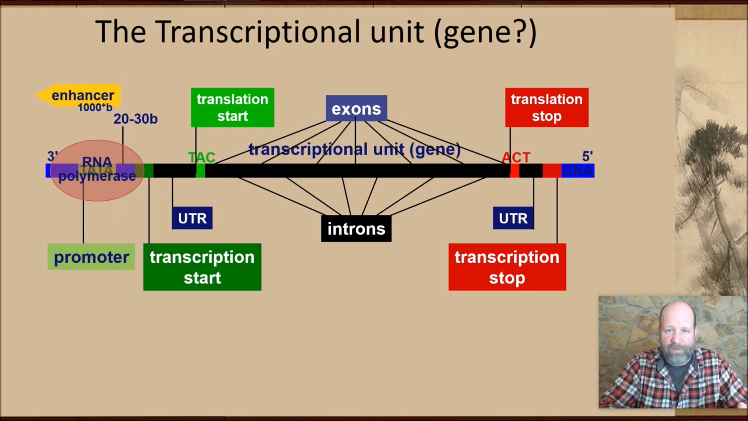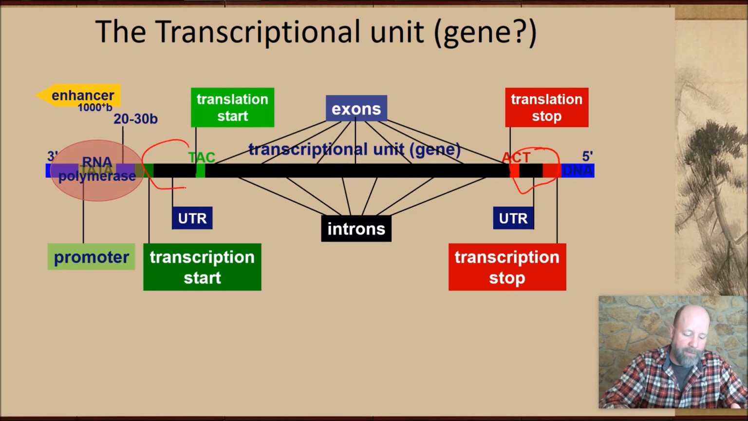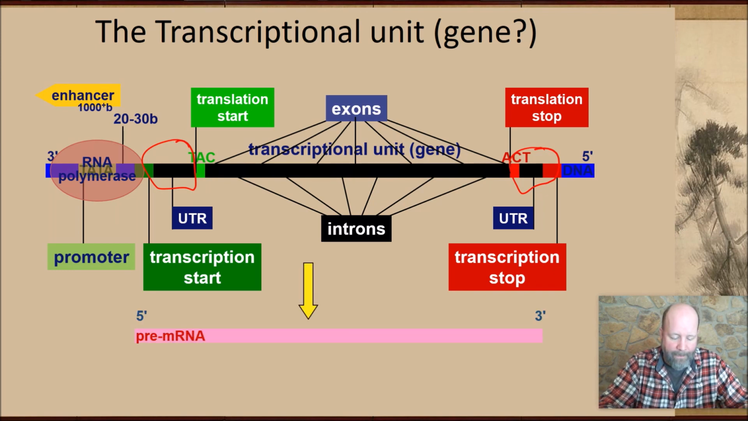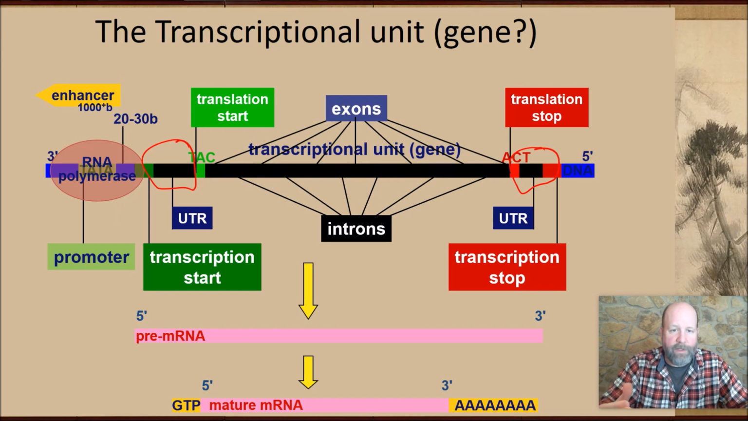So we have these two regions that are called UTRs, and those are untranslated regions. Basically, it's a little bit after the stop and a little bit before the start, where we're going to make the RNA, but we're not going to use that to make a protein. Not that big a deal. It does come into play a little bit later on when we talk about regulation. So we get this pre-mRNA. We remove introns. We stick a 5' cap on it. We stick a poly-A tail on it. We've got introns removed. We've got a mature transcript.